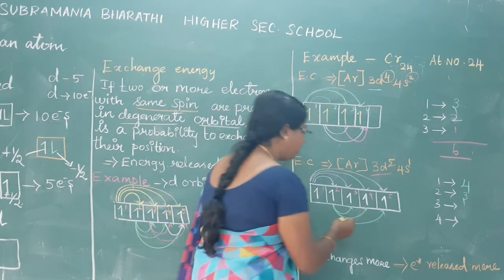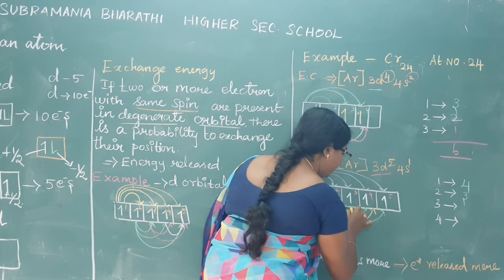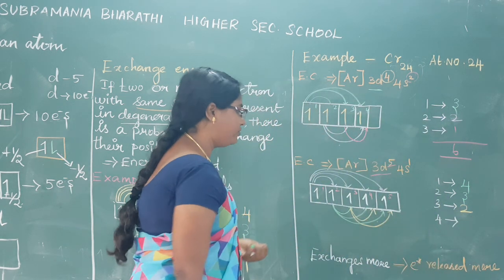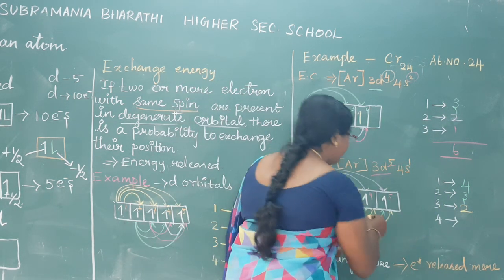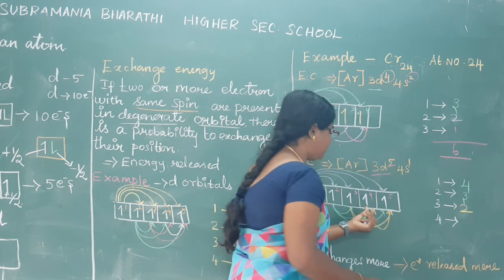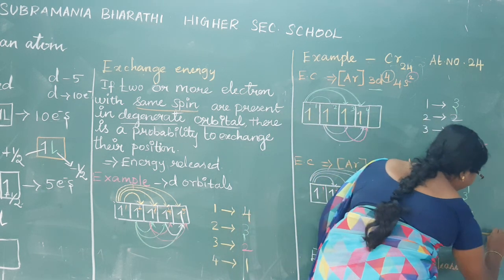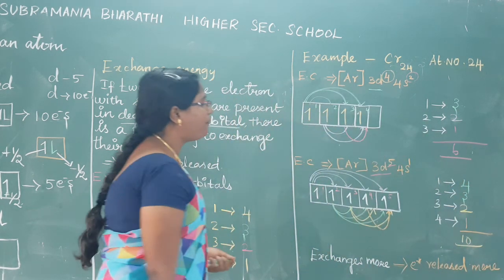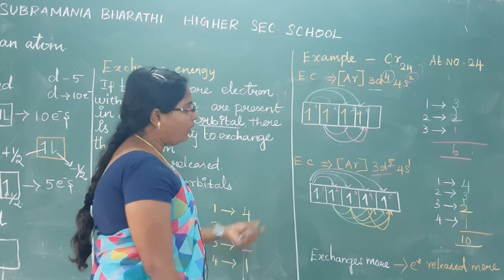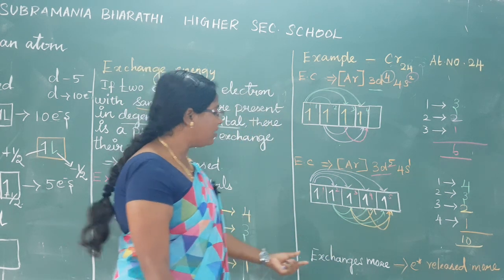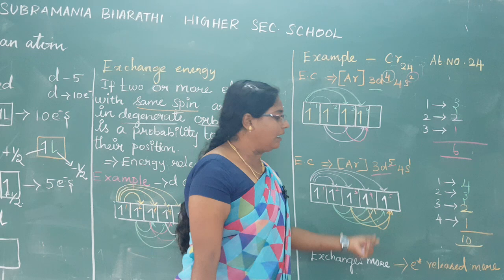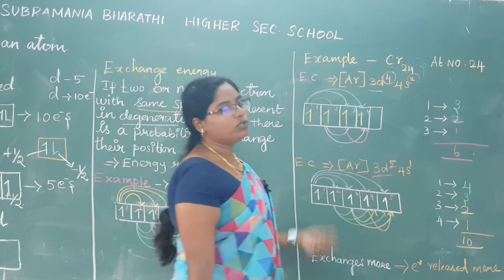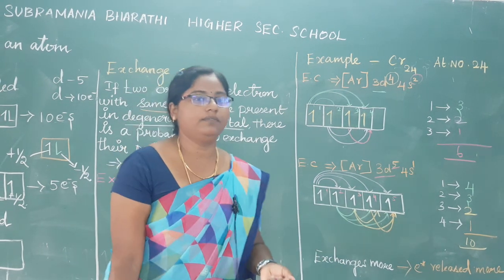For the third electron, 3 to 4 and 3 to 5. So, the third electron is having 2 possibilities of exchanges, and the fourth electron only 1 possibility of exchange between 4 and 5. So, if I add here, I will get 10. Here 10 exchanges are possible in this configuration. So, from this what we can infer is, if the exchanges are more, more energy is released. So, the half filled configuration is more stable when compared to the partially filled configuration. Thank you.